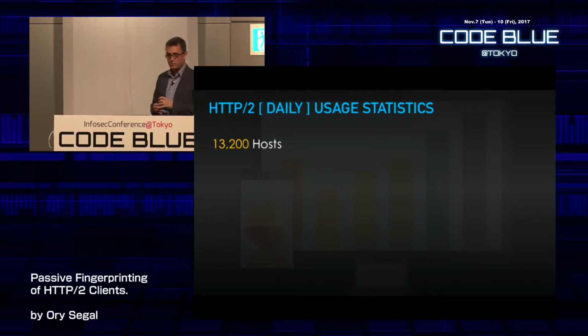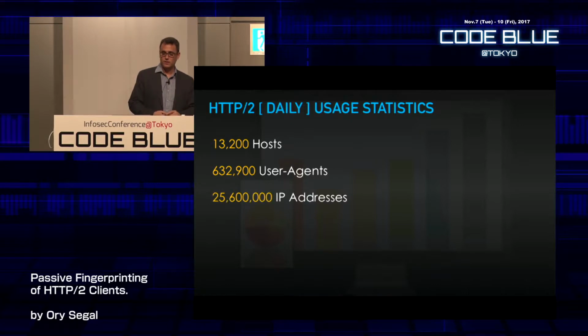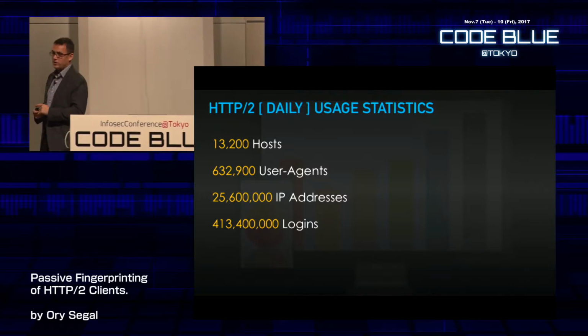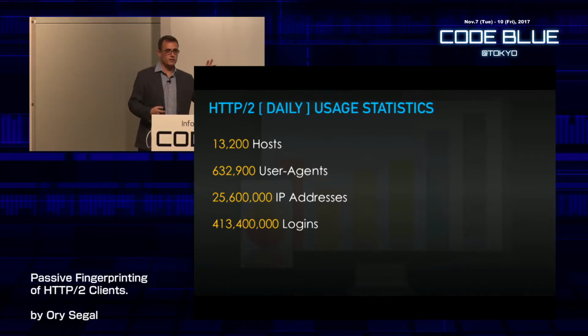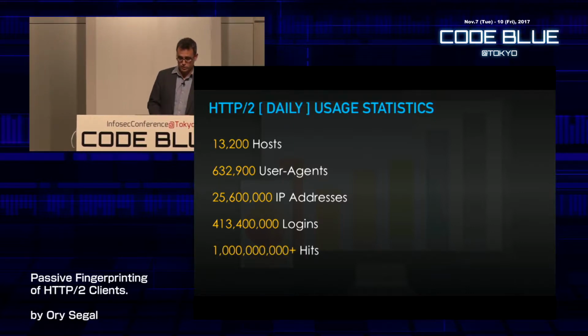So in a normal day, we see about 13,200 hosts or applications using HTTP2 today. Over 600,000 different unique user agents from 25.6 million IPs doing about 413 million logins every day. And this all went into the research that you are now seeing. And over 1 trillion hits.